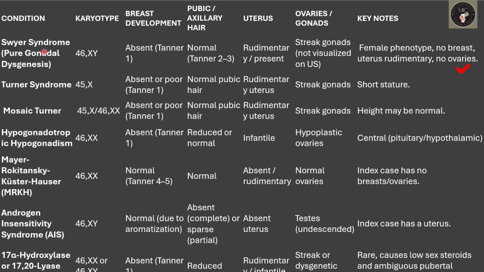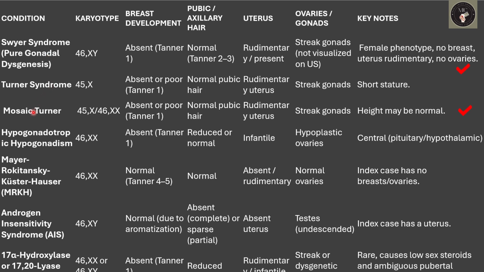Swyer syndrome, or pure gonadal dysgenesis. Is it a possibility? Yes. Because here you can see breast development of Tanner 1, pubic hair and axillary hair development are normal. Then you have a rudimentary uterus. Ovaries would be streak, but here they were not seen. And of course, the phenotype here is female. So yes, this is an important differential diagnosis.